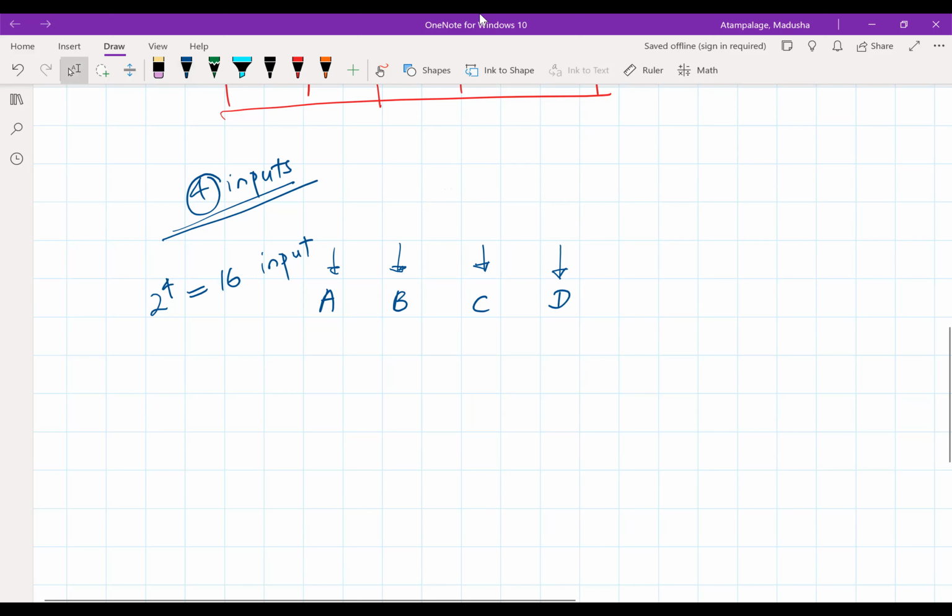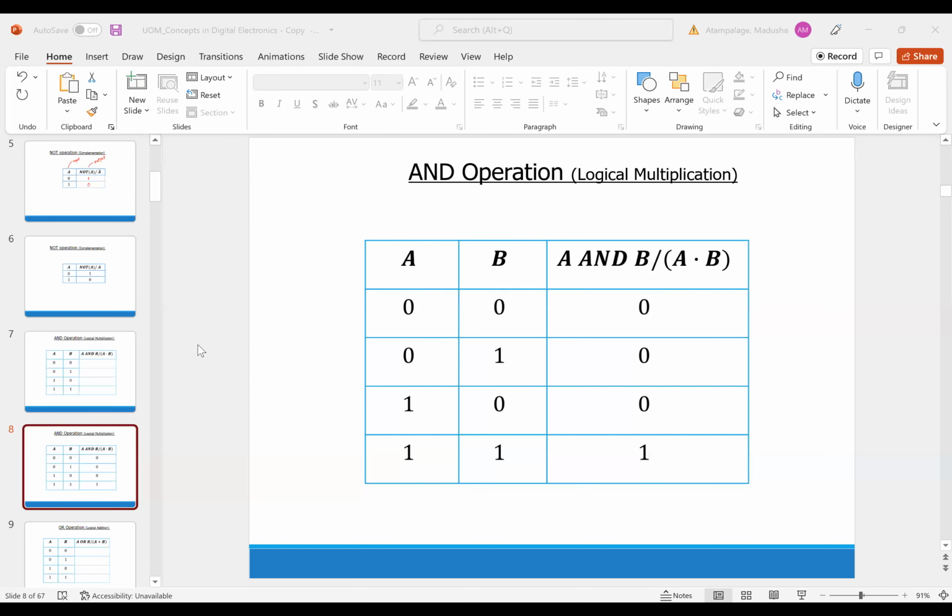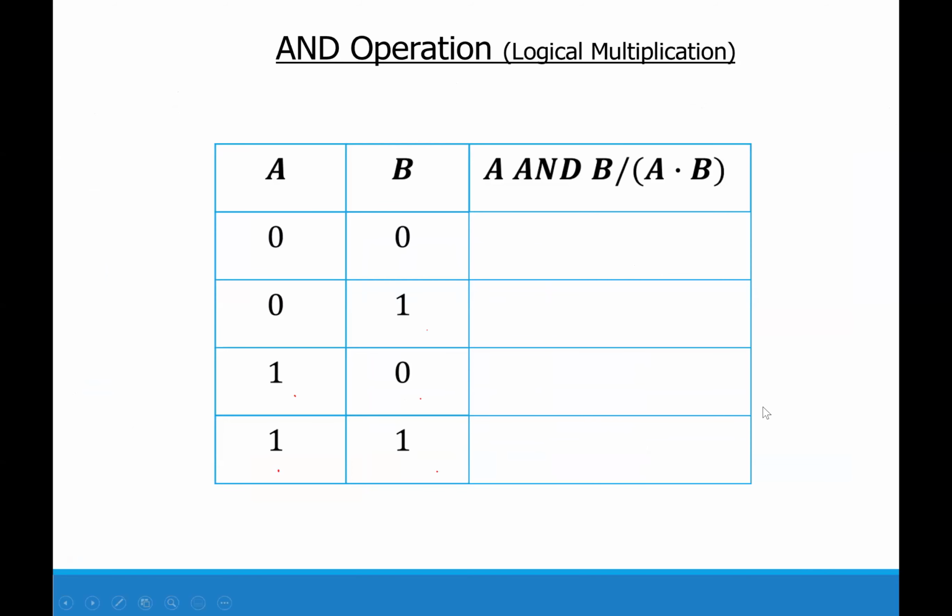Any doubts so far? Are you okay with that? Any doubts? If it's not clear, you can understand that later. When we discuss more problems, you will get a better idea.